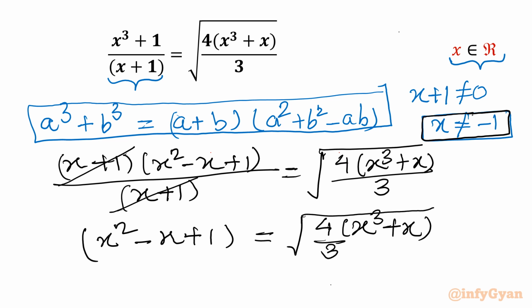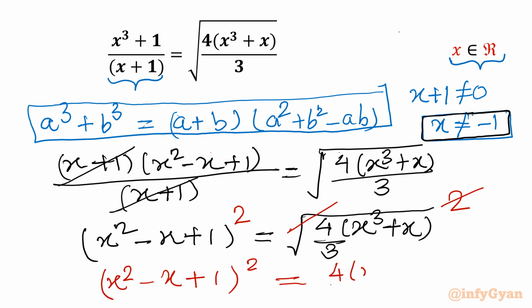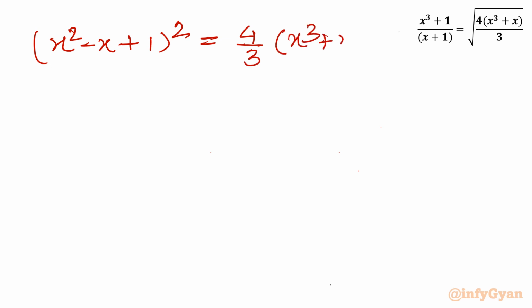Now to remove this square root, I will square both sides. So let's consider squaring. This side I will cancel square with square root. So it is left with x square minus x plus 1 whole square, and right hand side will be (4 times x cube plus x) over 3. Let me write here: x square minus x plus 1 whole square equal to 4 over 3 times x cube plus x.